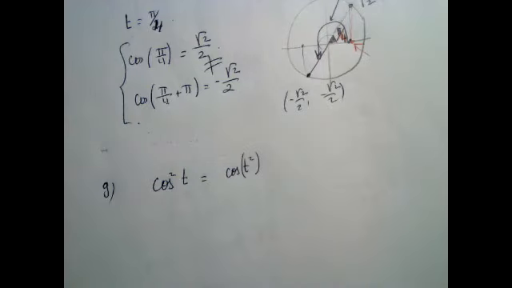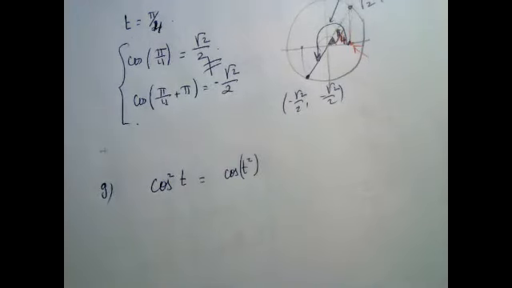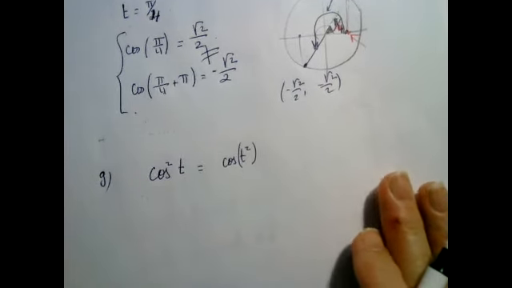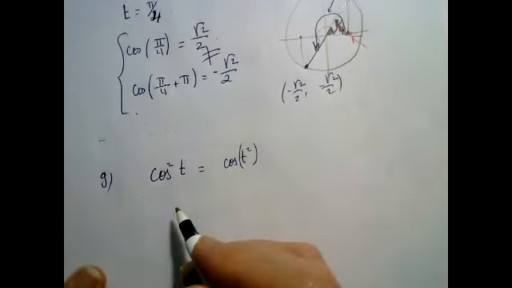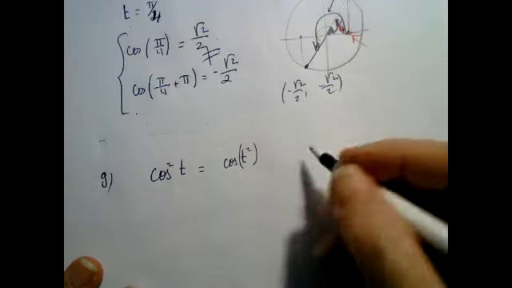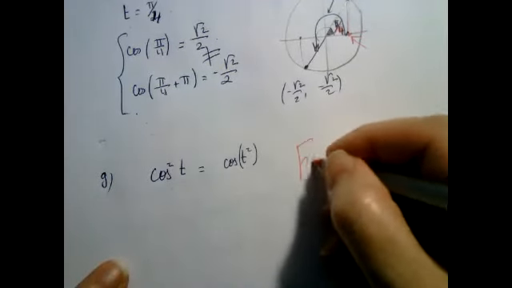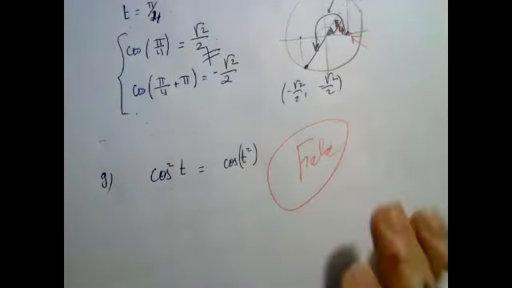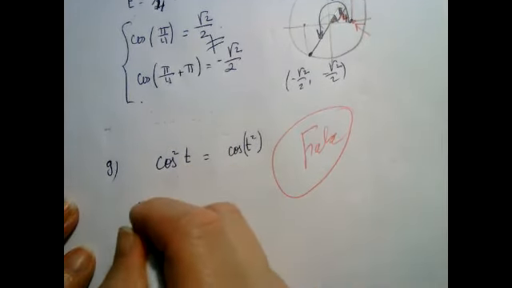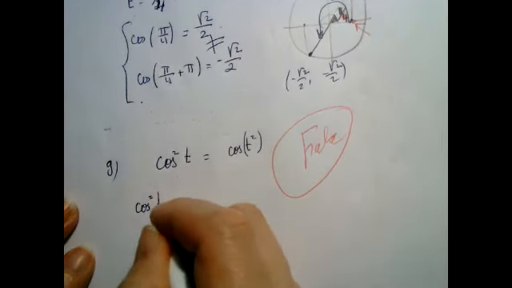I'm not getting any answers. What do you think? True or false? Look at the meaning of each expression. False, because... Alex, why false? To me, cosine squared t means you apply the square to the cosine after it's been computed, whereas cosine of t squared, you have to square t first and then apply cosine.